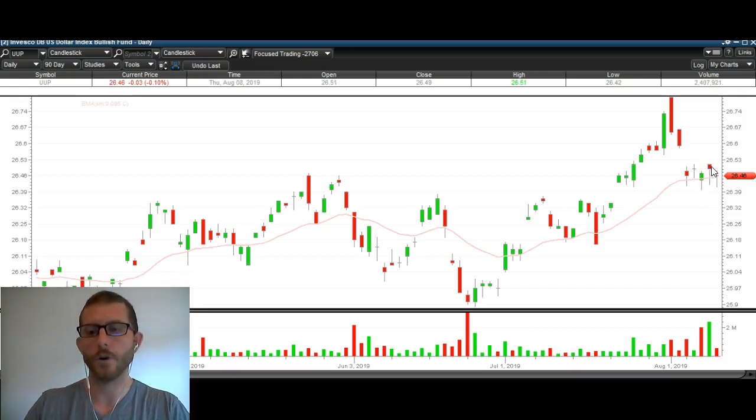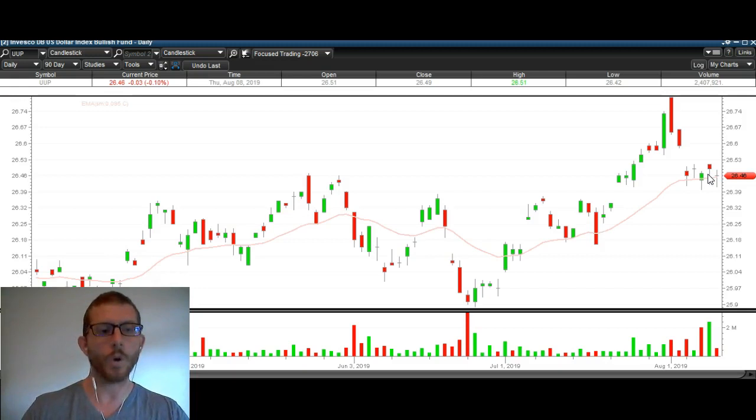Don't let that red candle fool you. It just means that we closed below the open, but we still closed above the previous day's high and above the previous day's close. So really it's a green candle. It's just how they color it here on the chart. So again, not seeing really any sign to short just yet.